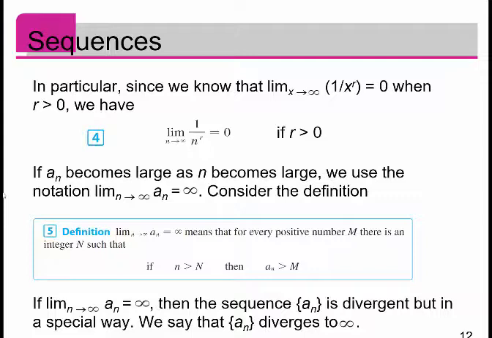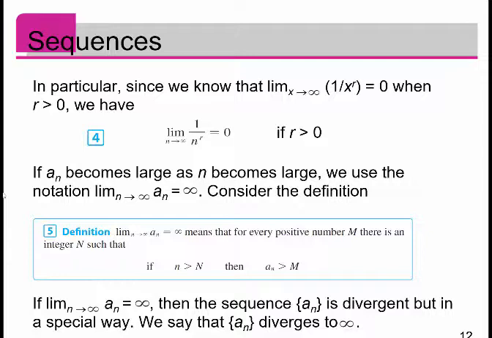All right, so let's work some. In particular, since we know that the limit as x goes to infinity of 1 over x to the r power is equal to 0 when r is greater than 0, we have the following. The limit as n goes to infinity of 1 divided by n to the r is equal to 0, and that happens if we have r greater than 0. So it's the same as the rule with the limit of the function.